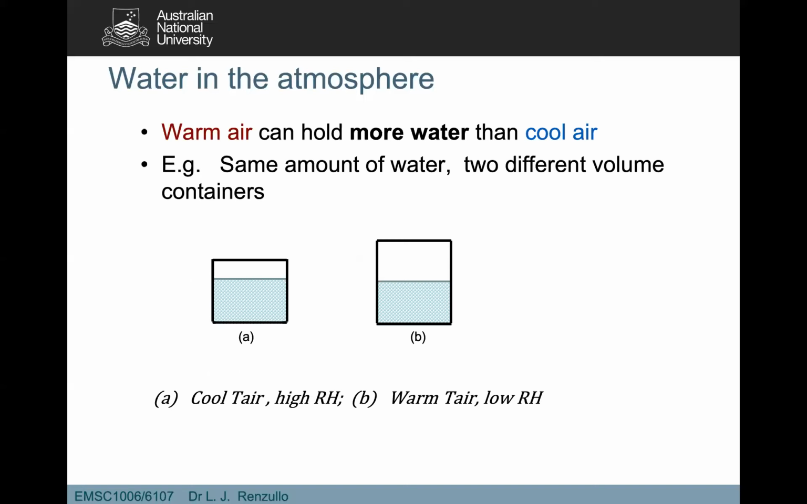Warm air holds more water vapor than cool air. So consider equal volumes of water in two different volume containers. On the left, figure A, is an example where we have cool air. Remember, that's smaller volumes, and that same amount of water, so the volume of water fills up a particular space in that volume of air. This is what we might call high relative humidity, because there's not much space left to cram more water into this volume of air.